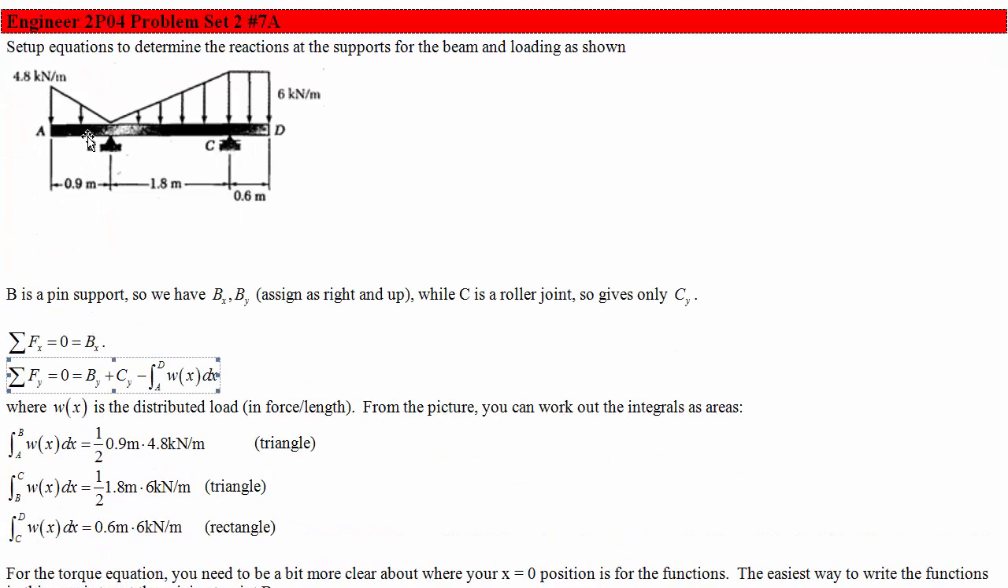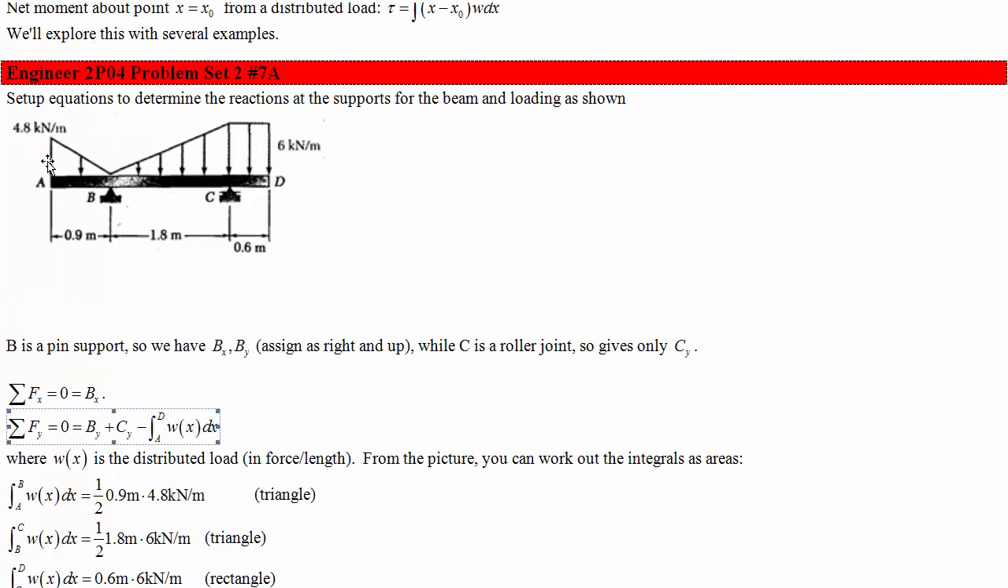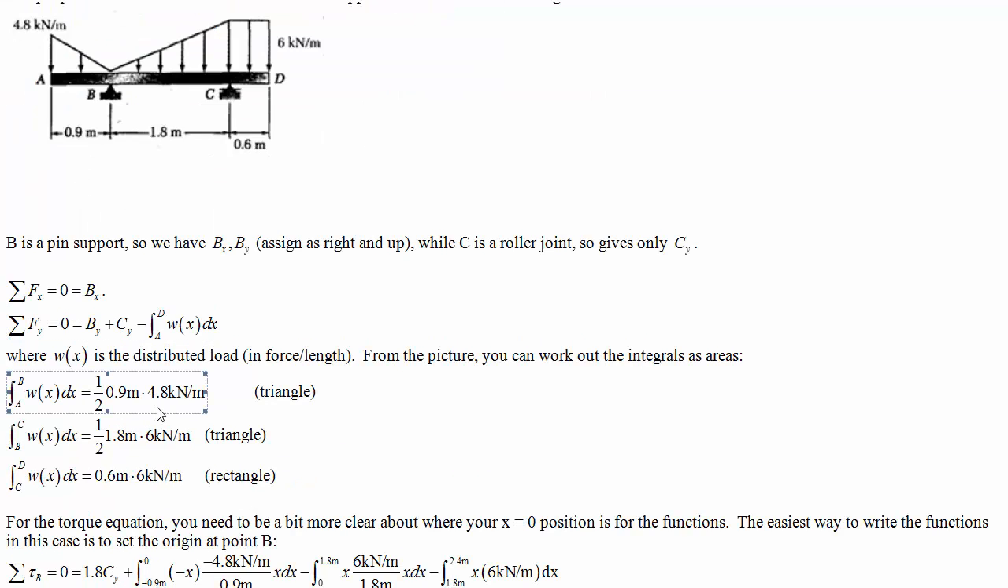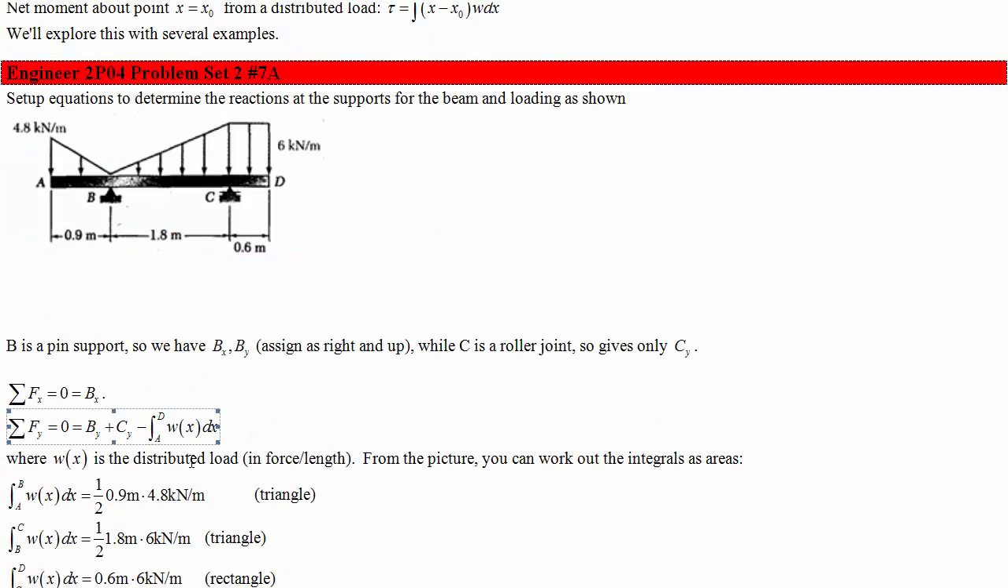So the area of this triangle is just the height, which in this case has a different unit than the base. So we've got 4.8 kilonewton per meter times the base, 0.9, and then divided by 2. So half of the base times the height for a triangle. Same thing for the other one, and then the rectangle is just the base, 0.6 meters, times the height, 6 kilonewtons per meter for the total force of that.